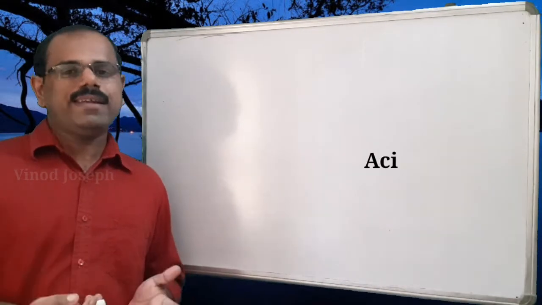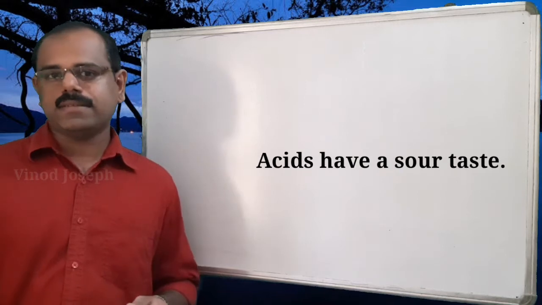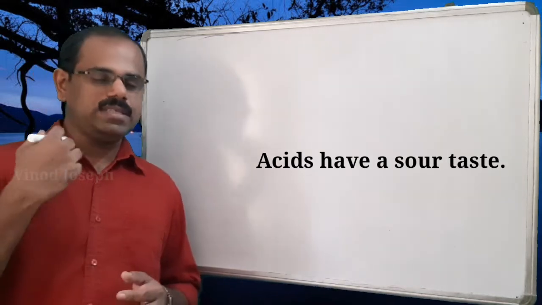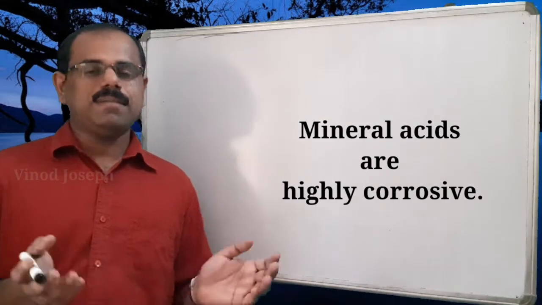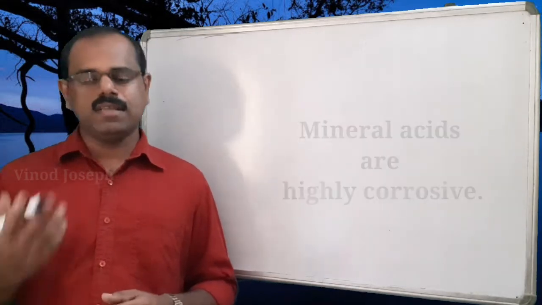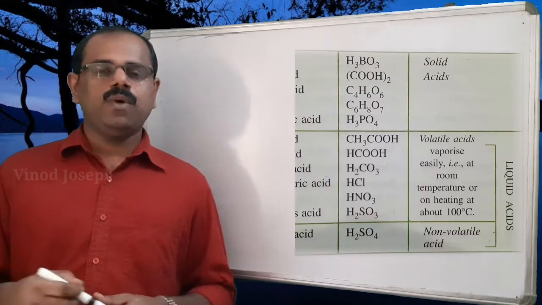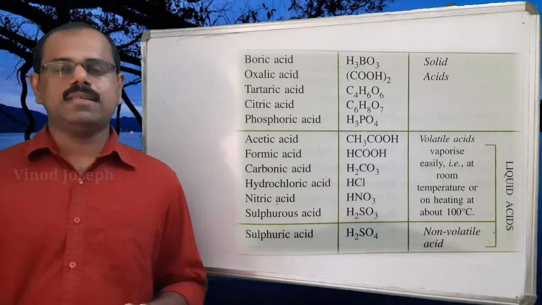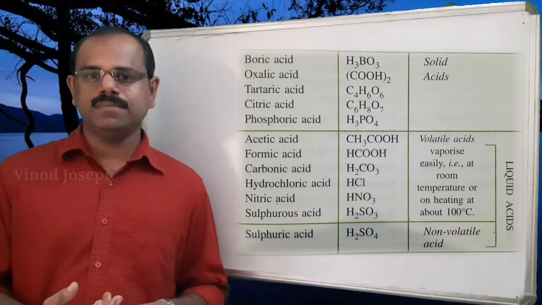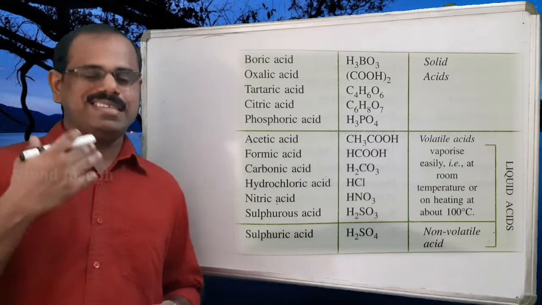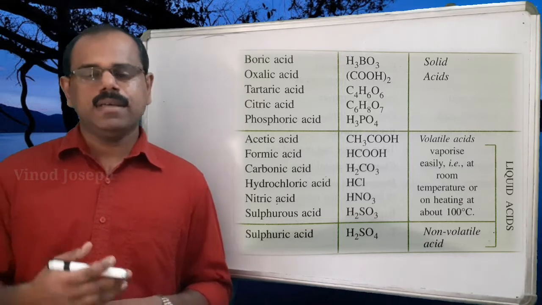Let us study the physical properties of acids. So acids are generally sour in taste. And if we consider the physical states of an acid, some acids like boric acid are solid in nature, while sulfuric acid, nitric acid, hydrochloric acid are in liquid form. Also, sulfuric acid is a non-volatile acid.